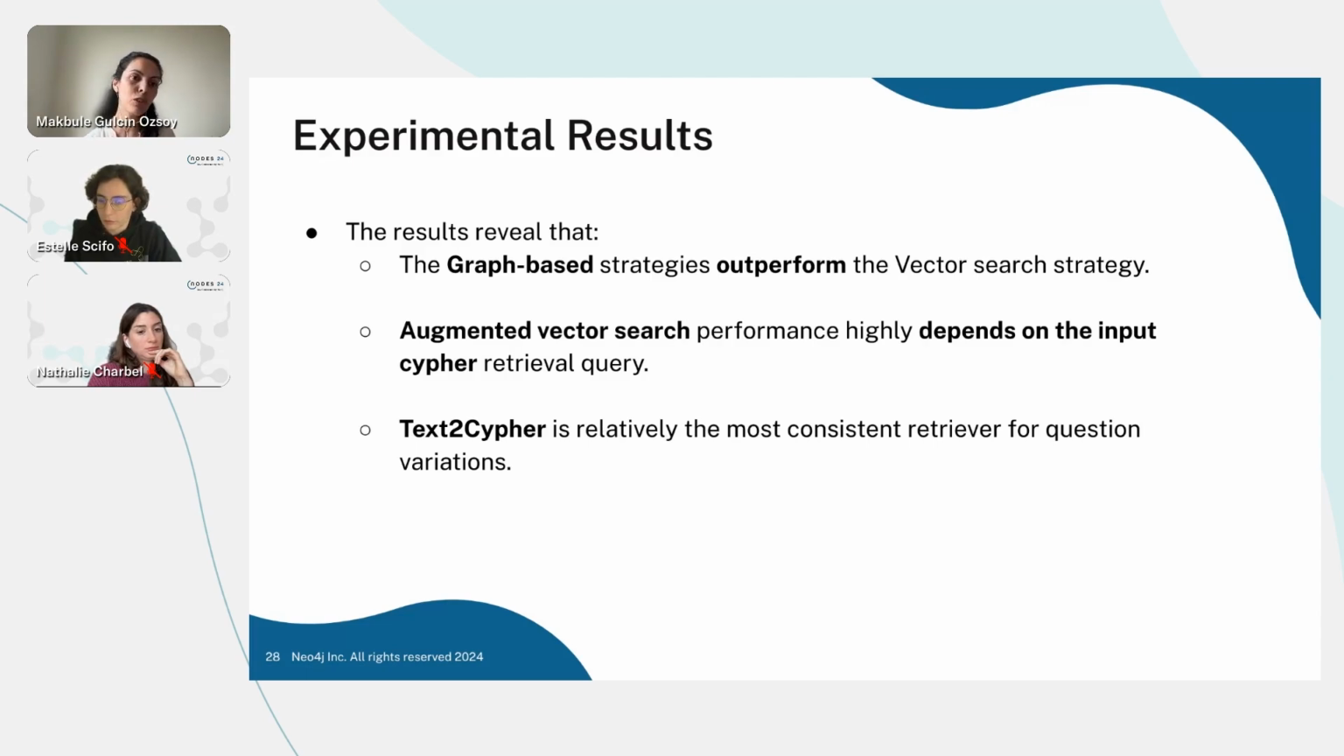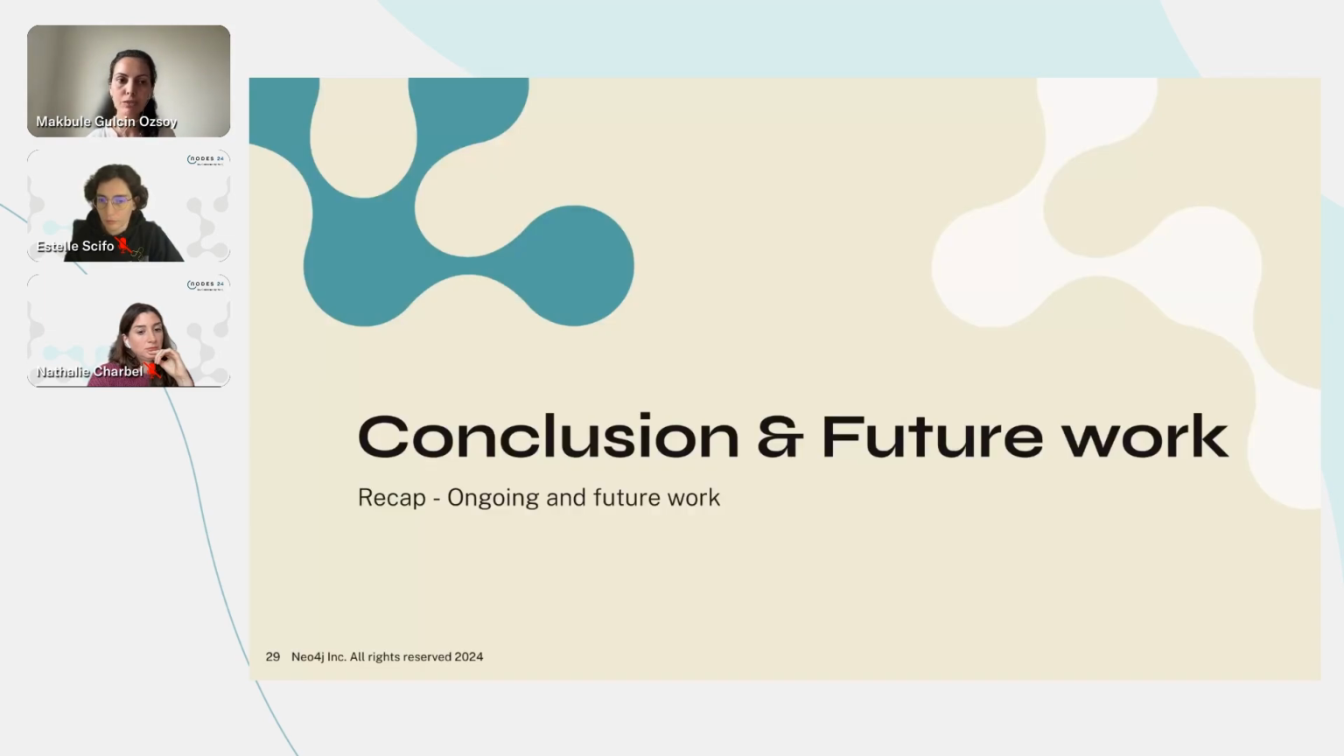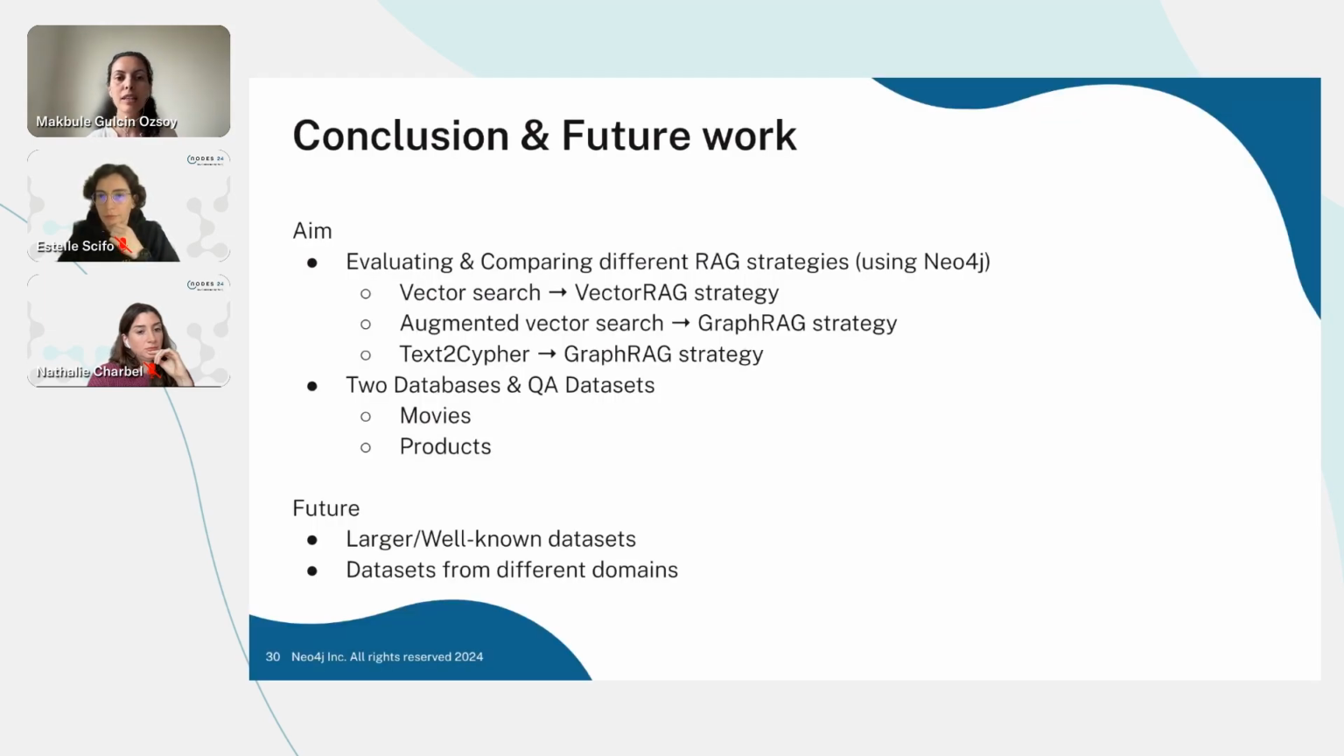So we will conclude our presentation right now. In this presentation, we have talked about the evaluation and comparison of different RAG strategies. We have explored vector search and 2 graph strategies, which are augmented vector search and text-to-cipher. We have used 2 domains, movies and products, and relevant databases. We have talked about how we prepared these questions and answers. And as a result, what we have seen is that, in general, GraphRAG strategies outperform the vector search strategies.